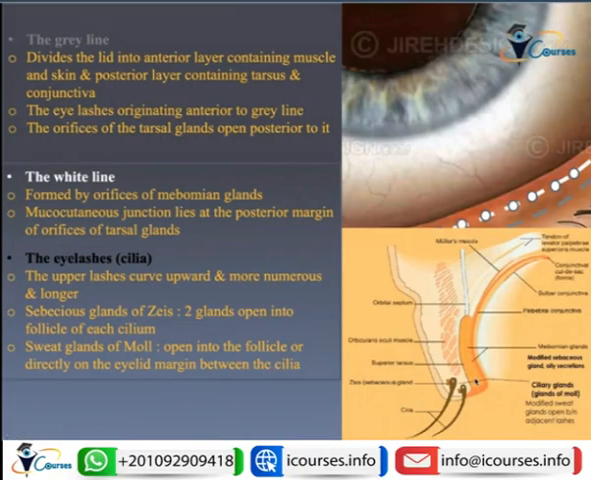So remember that the Zeiss gland secretes sebaceous secretion and is related directly to the hair follicle, and there are two for each hair follicle. On the other hand, the Moll gland is a sweat gland, and it can either open into the hair follicle or open directly into the skin of the eyelids between the eyelashes.